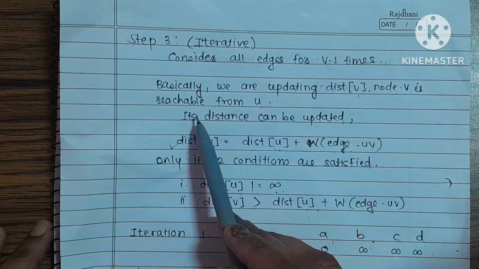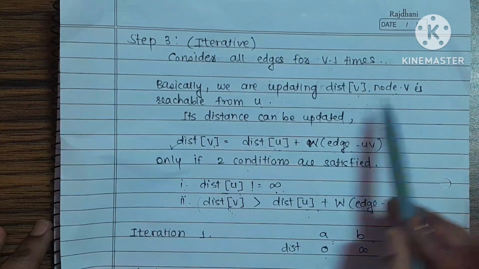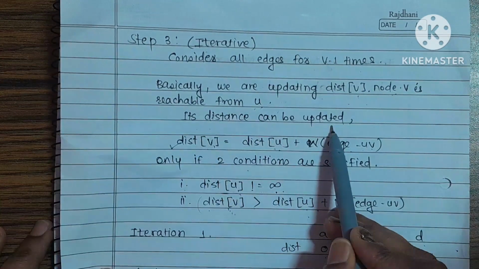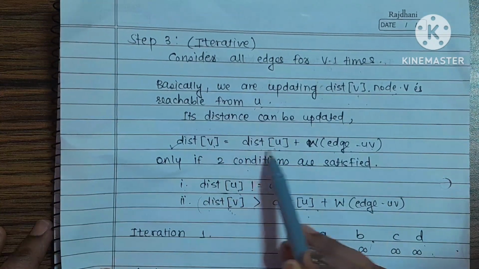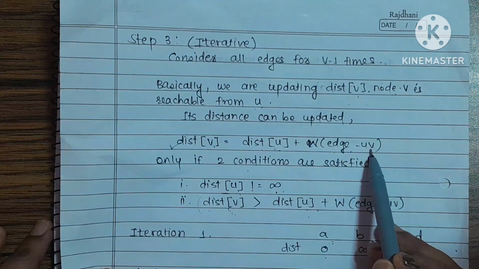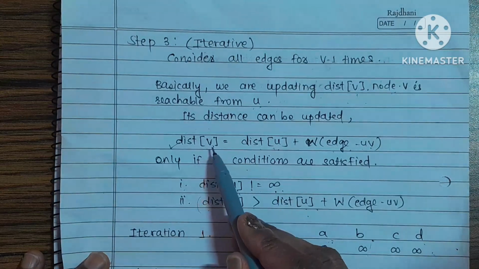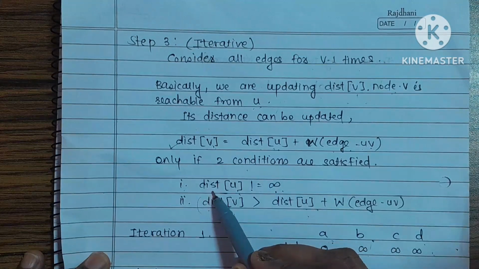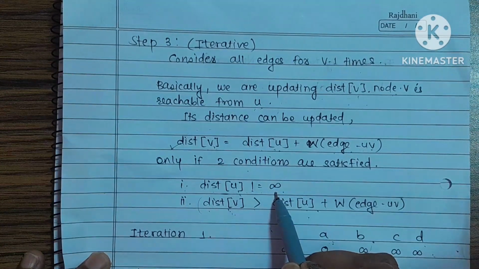By considering the edges, basically we are updating the distance of v, where node v is reachable from node u, and its distance can be updated with the formula: distance v equals distance u plus weight of the edge which is connecting u and v. For updating this distance v, it should fulfill these 2 conditions. First one is that the distance of u should not be infinity. It makes sense.